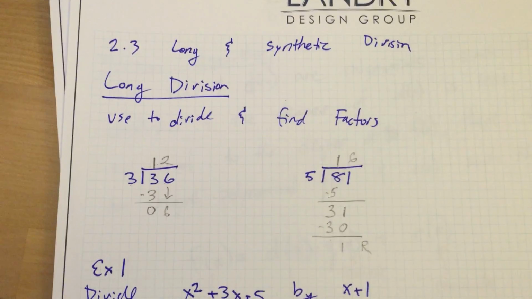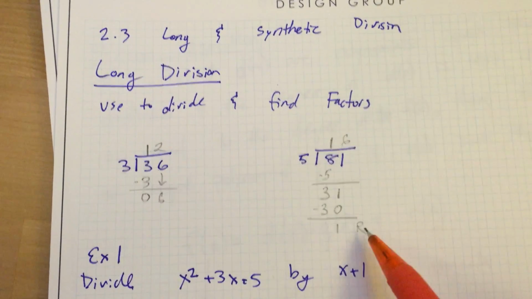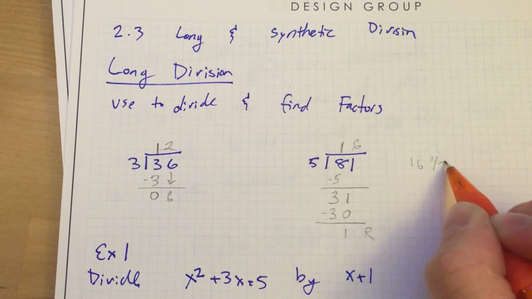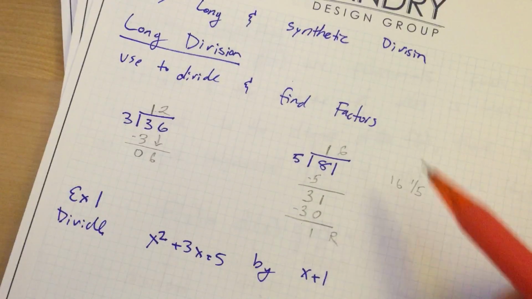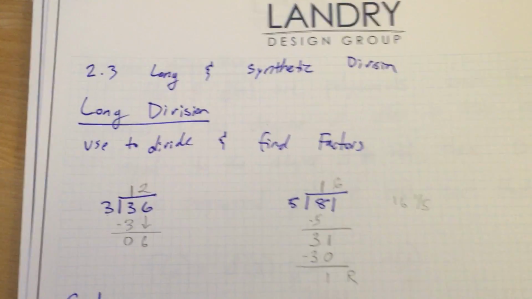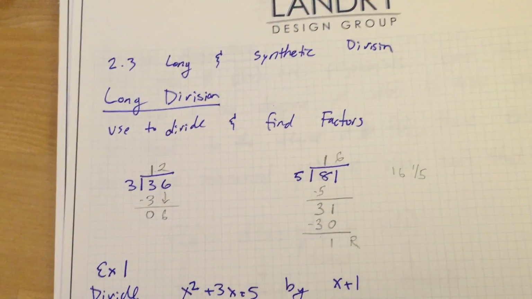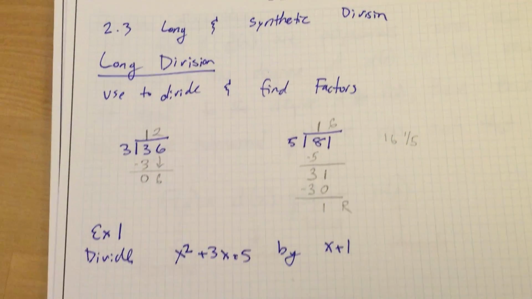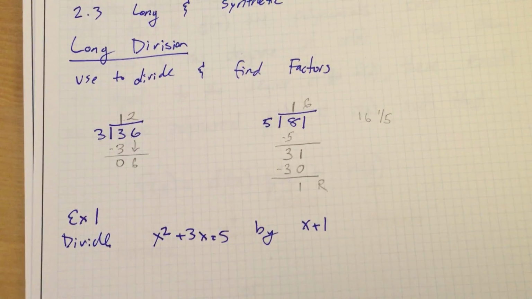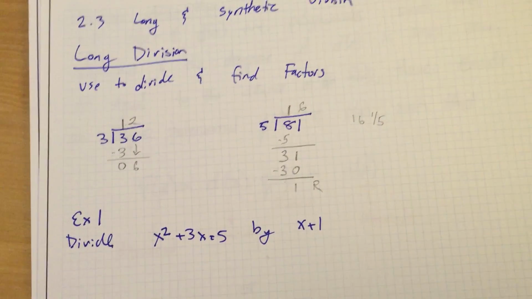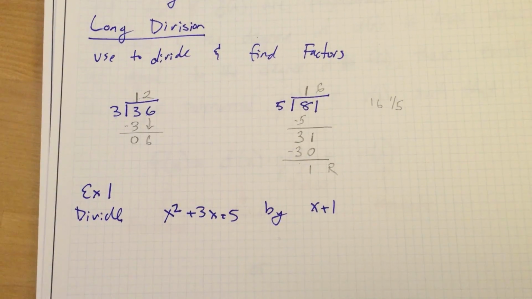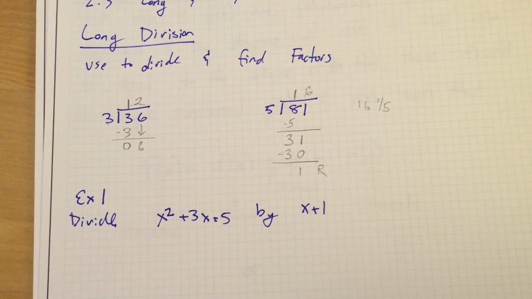So depending on the year that you learned long division, this might have been an answer. You might have written it as 16 and 1/5 as well, because the 5 doesn't go in evenly into the 1. So we're going to use that knowledge to divide polynomials with each other. And ultimately, we are trying to figure out, is this binomial or trinomial a factor of the polynomial?